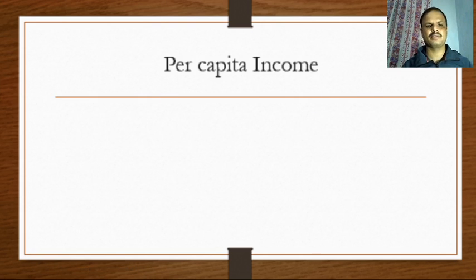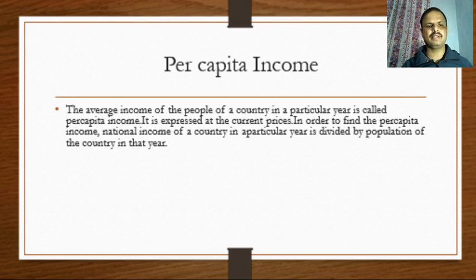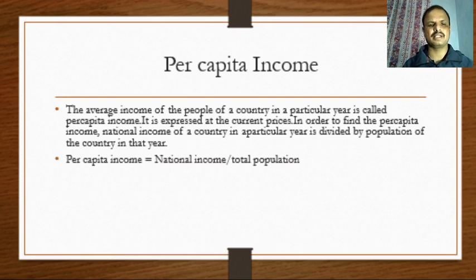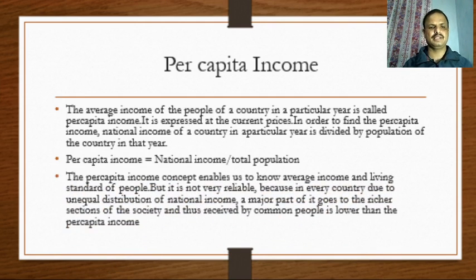Now, per capita income. The average income of the people of a country in a particular year is called per capita income. Everyone knows what per capita income is. It is expressed in current prices. In order to find out the per capita income, the national income of a country in a particular year is divided by the population of the country in that year. That means per capita income is equal to national income divided by total population.